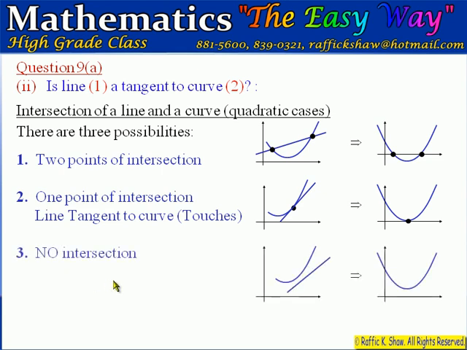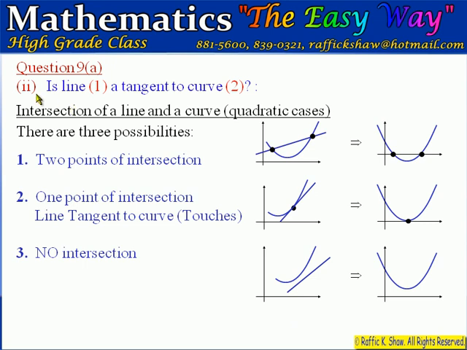The third possibility is when there is no intersection as shown here. This is the curve, this is the line, there is no intersection. And when you substitute the equation of a line into the equation of a curve, you end up with a quadratic equation that has no roots, no point of intersection with the x-axis. Okay, so that's your possibility.